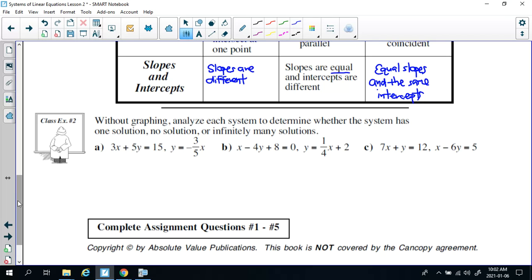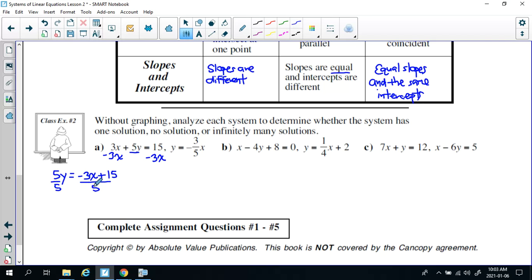Okay, so the first one, we have two equations. We have 3x plus 5y equals 15. Now, the best way to compare linear equations is in y equals mx plus b format, because you can identify the slope and you can also identify what the y-intercept is. So the first thing I'm going to do is get 5y by itself. So I'm going to subtract 3x from both sides, and then 5y would be equal to negative 3x plus 15, and then get y by itself, so divide by 5.